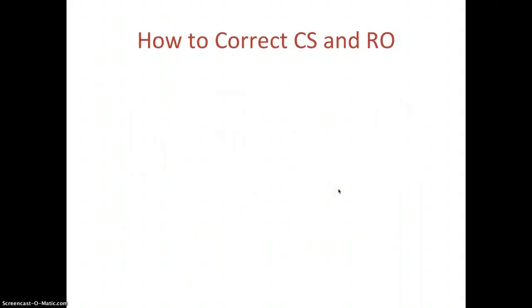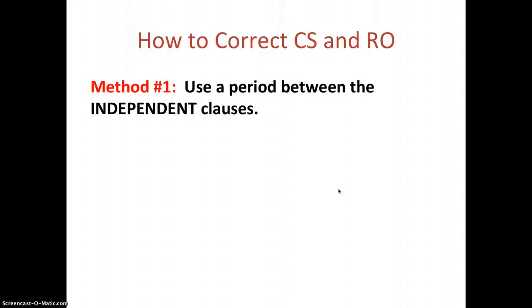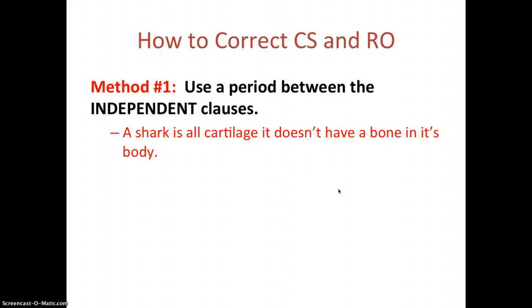All right, so we already talked about different ways to correct comma splices and run-ons. So let's just practice them a little bit more. Method one is to use a period between the independent clauses. A shark is all cartilage. It doesn't have a bone in its body. So what's the problem here?